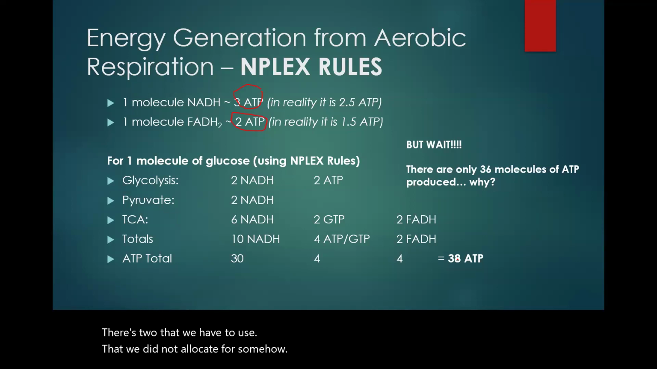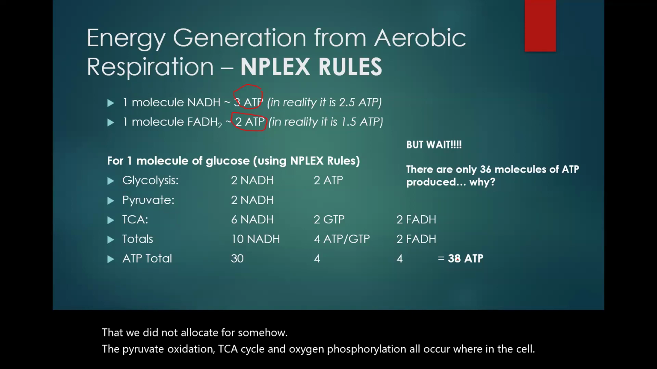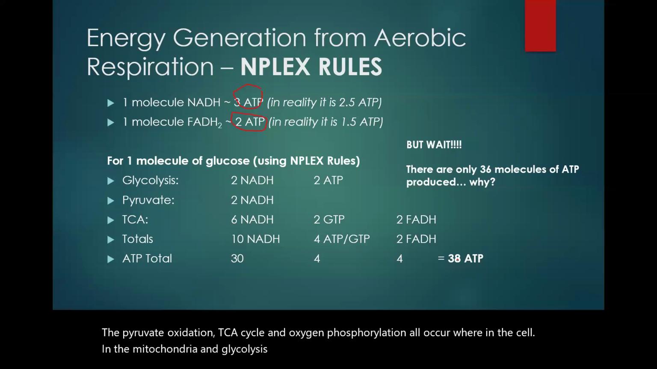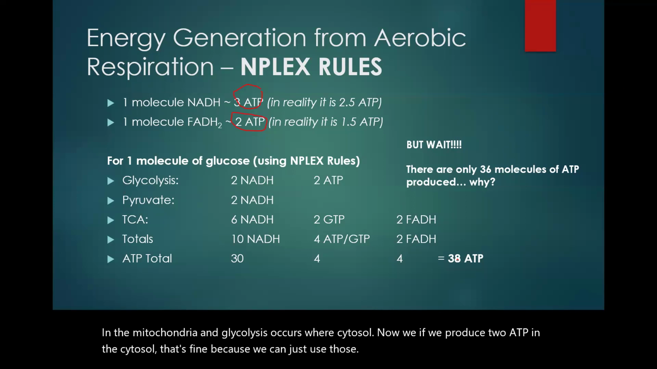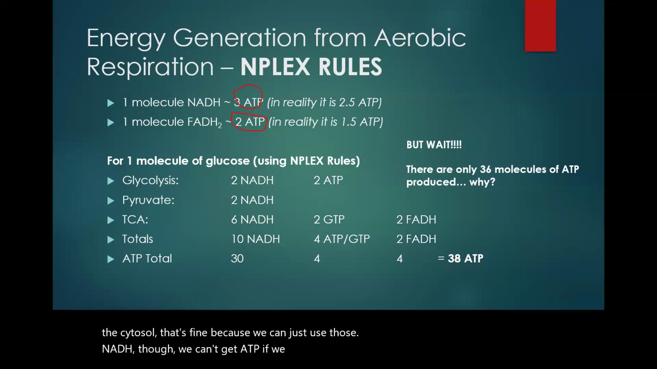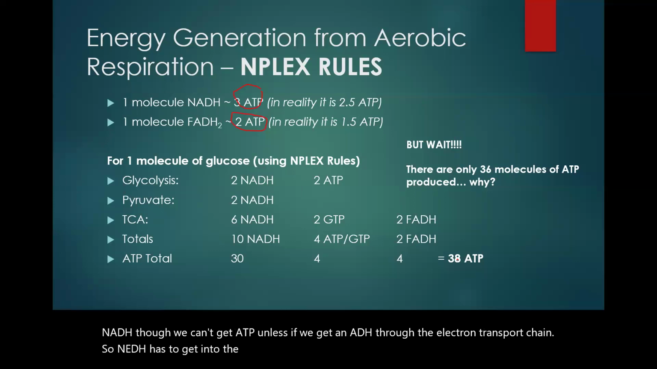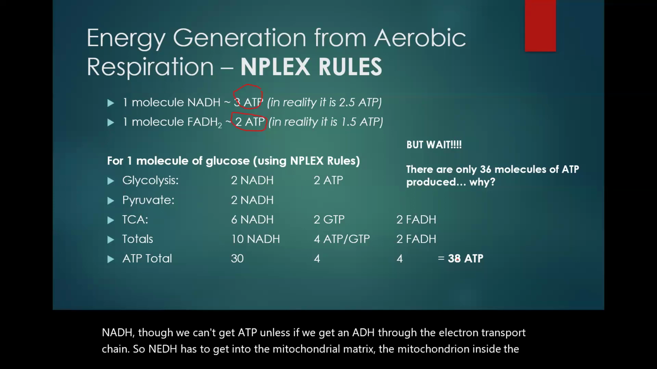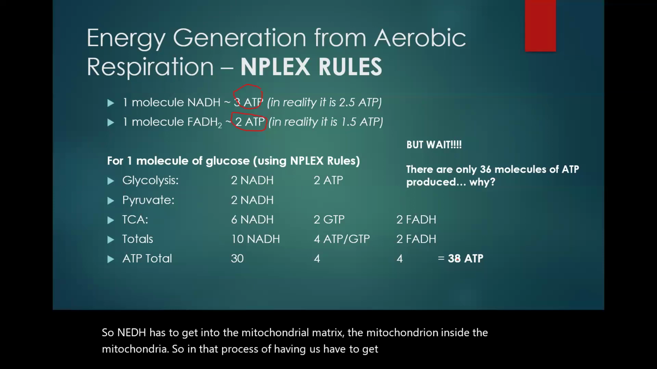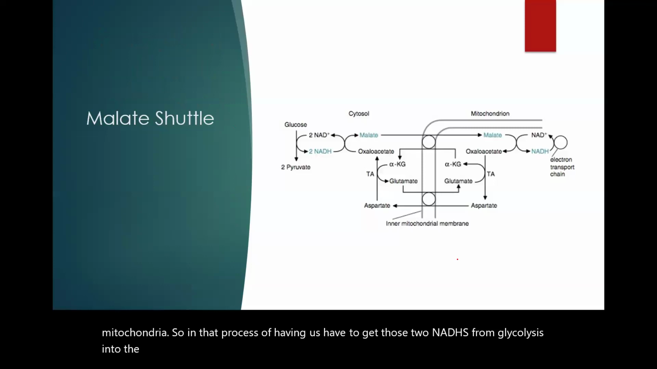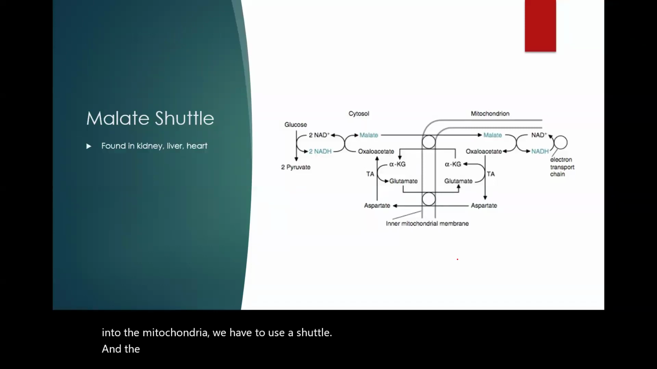The pyruvate oxidation, TCA cycle, and oxidative phosphorylation all occur where in the cell? In the mitochondria. And glycolysis occurs where? Cytosol. Now, if we produce 2 ATP in the cytosol, that's fine because we can just use those. NADH, though, we can't get ATP unless we get NADH through the electron transport chain. So NADH has to get into the mitochondrial matrix, inside the mitochondria. So in that process of having to get those 2 NADHs from glycolysis into the mitochondria, we have to use a shuttle. And there are 2 of them that you can use.